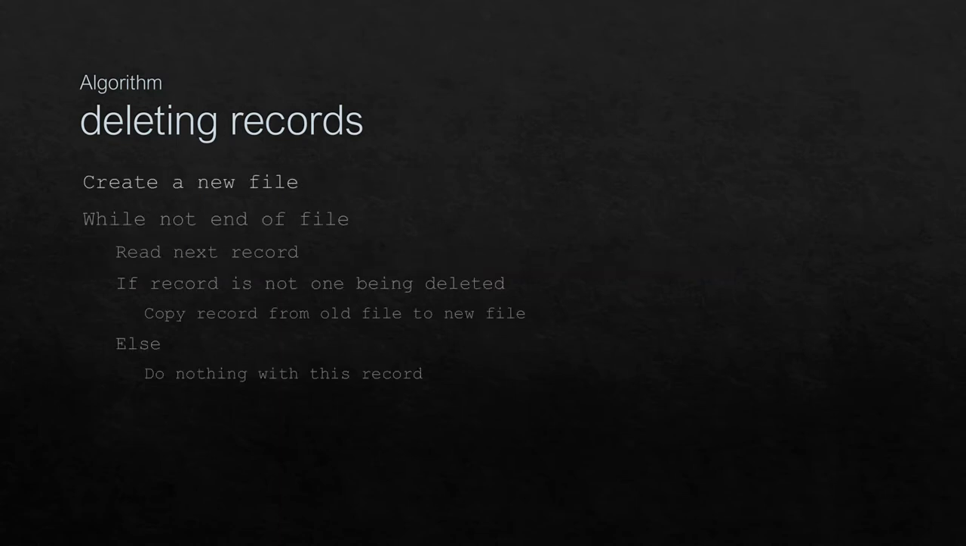So as an algorithm, the way you write that would be you create your new file, and then you go into a loop, probably a while loop, while not end of file. Read the next record in the file. So when you've just opened the file, that will get the first record. If the record is not being deleted, you copy it across to the new file. Otherwise, you do nothing with that record, just leave it alone. And then you finish your loop, and once you've done that, you then rename your files. So the current file becomes the old file, the new file becomes the current file, and at that point you've got a new file with the relevant records removed from it.